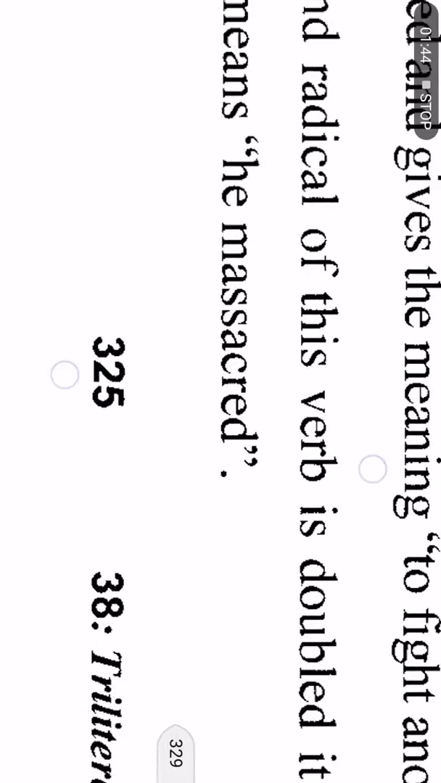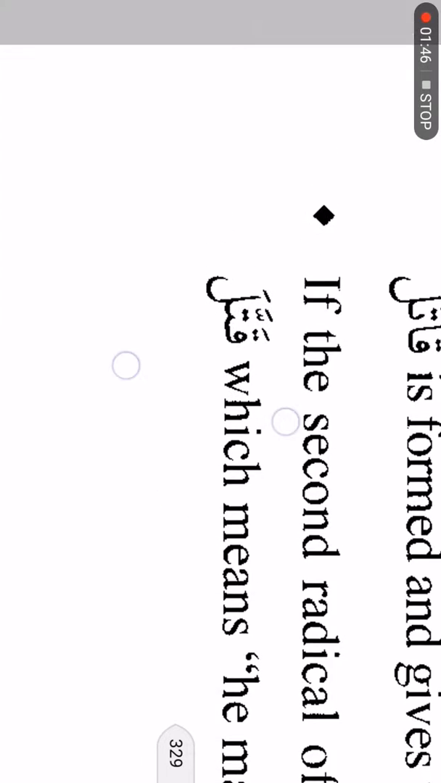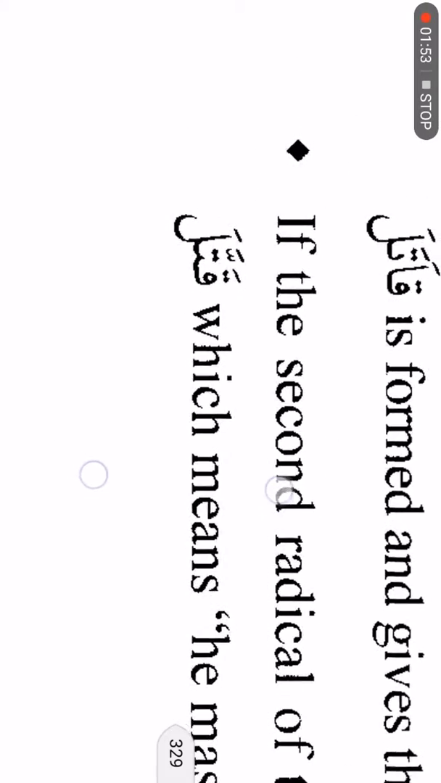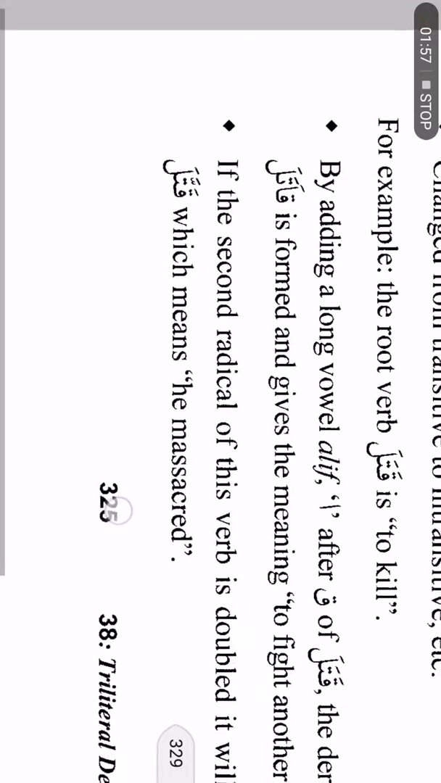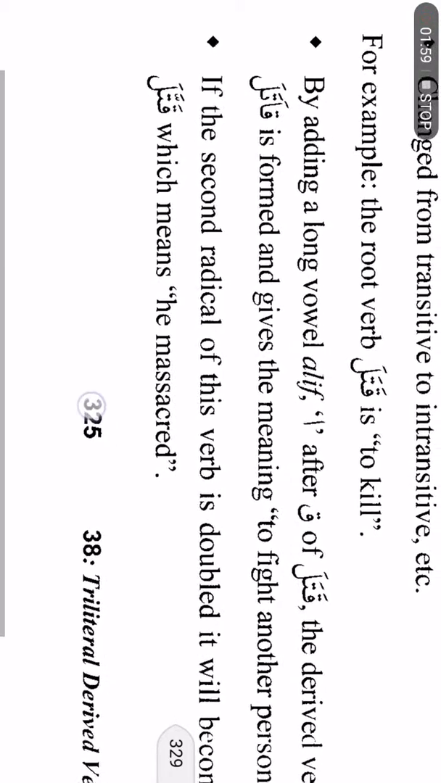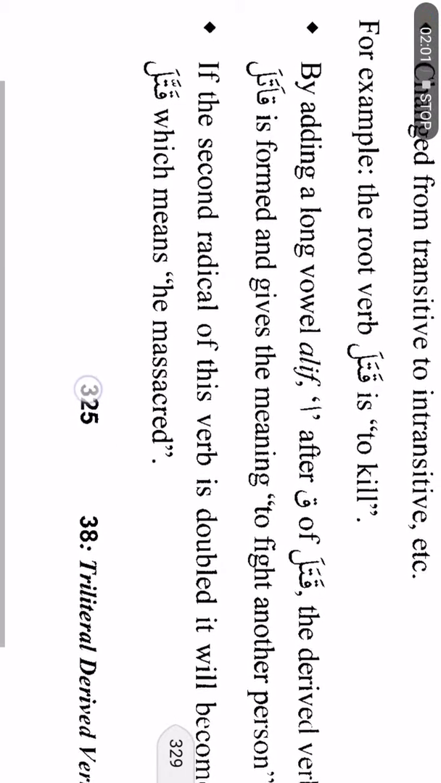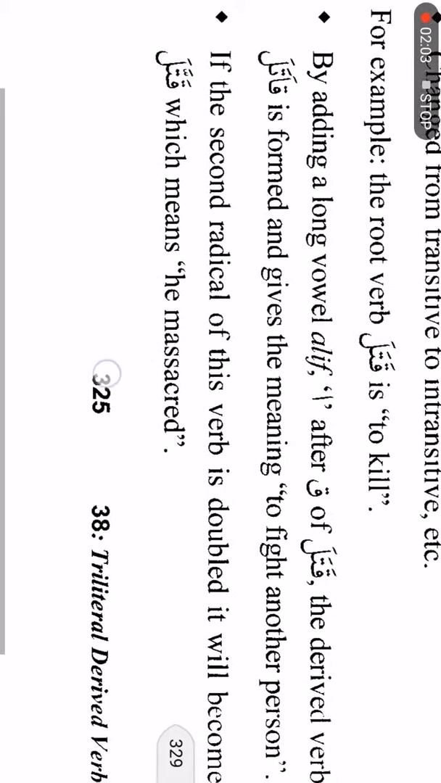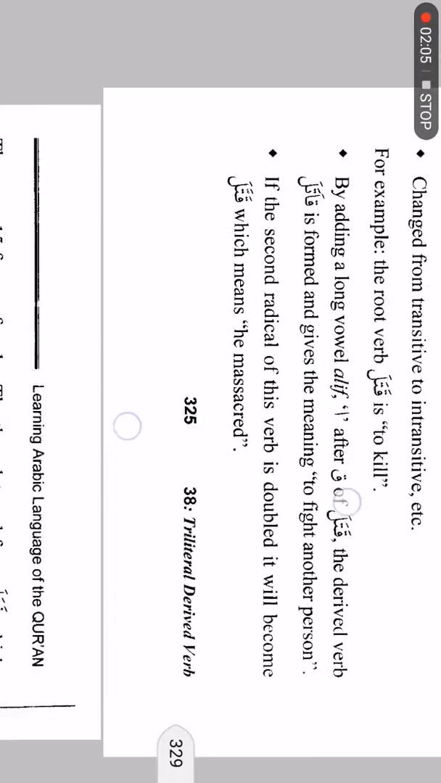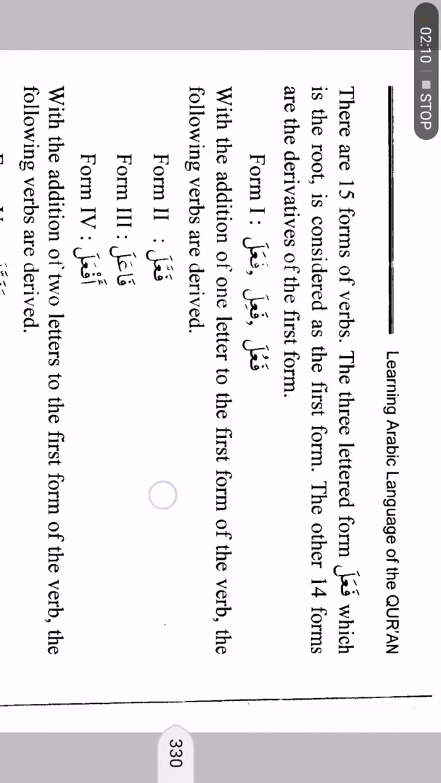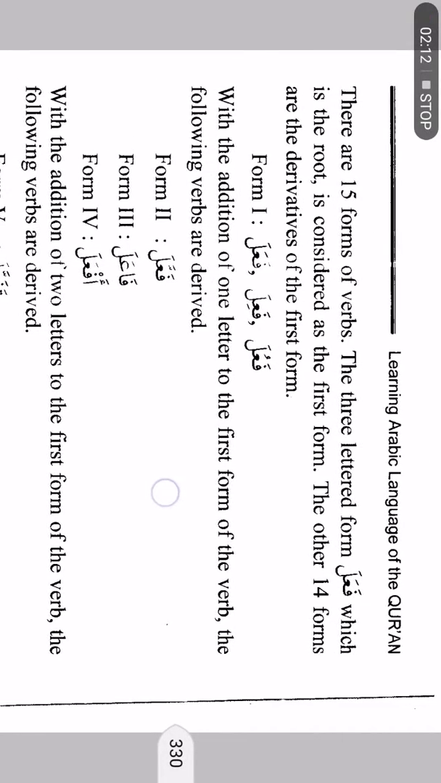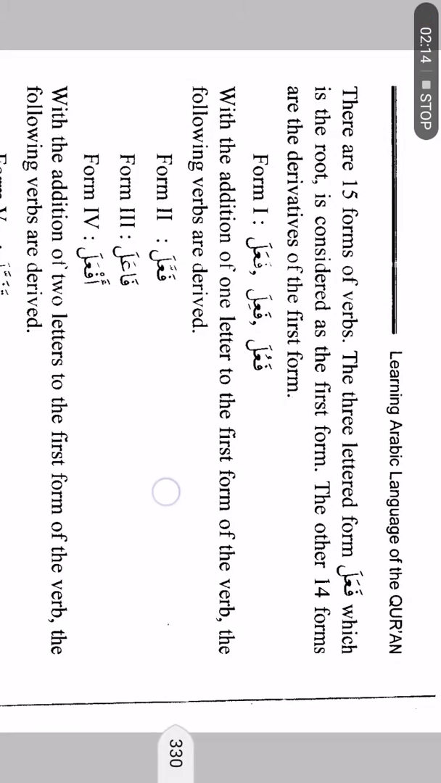But there is another one, like if you change the verb now to qattala, you just double the second root letter. With this the meaning changed to massacred. So you see, qatala was to kill, qatala means to fight another person, and qattala means he massacred. So there is a change in meaning with the addition of letters, which is what we are supposed to study. There are 15 forms of verbs. For now we will cover only till form 10.